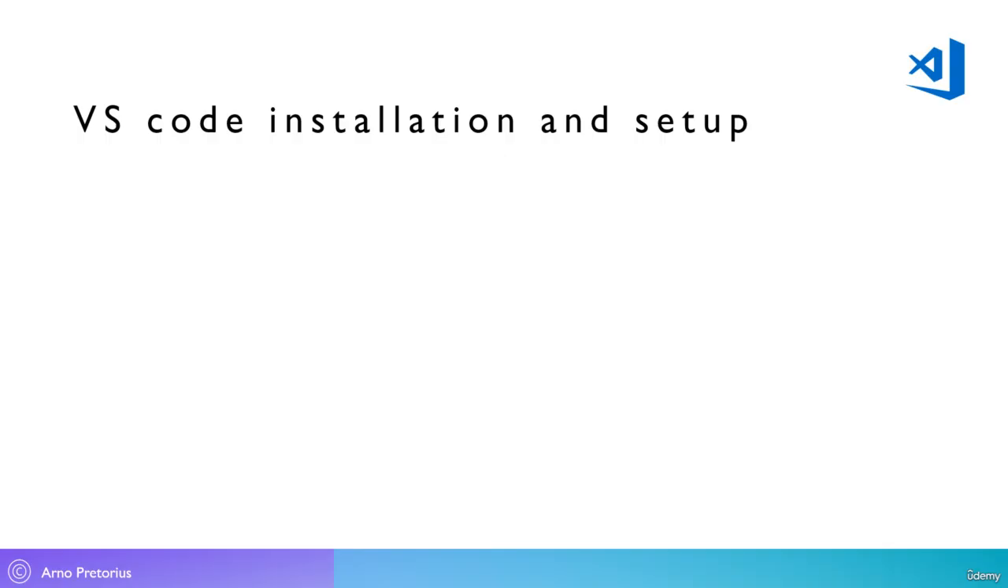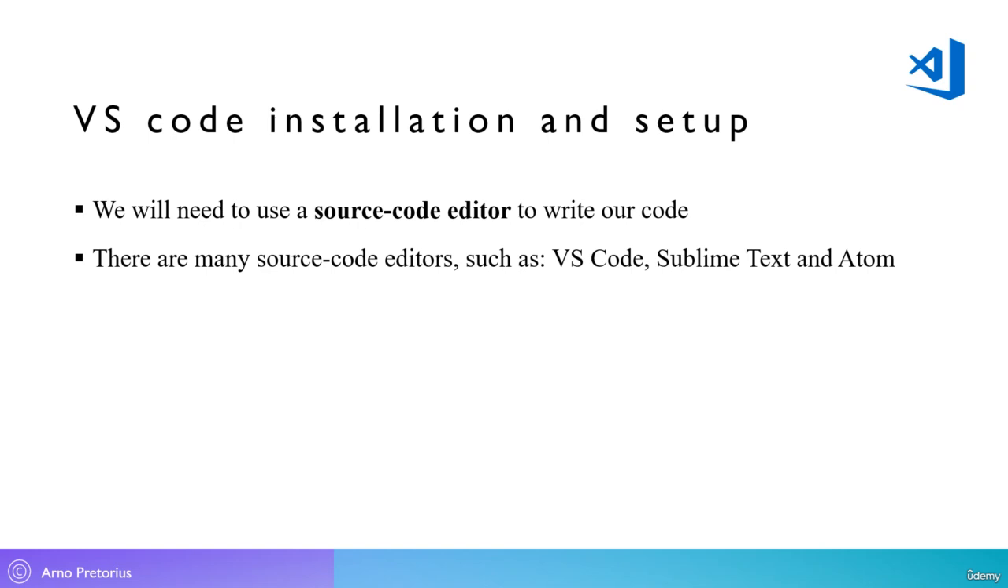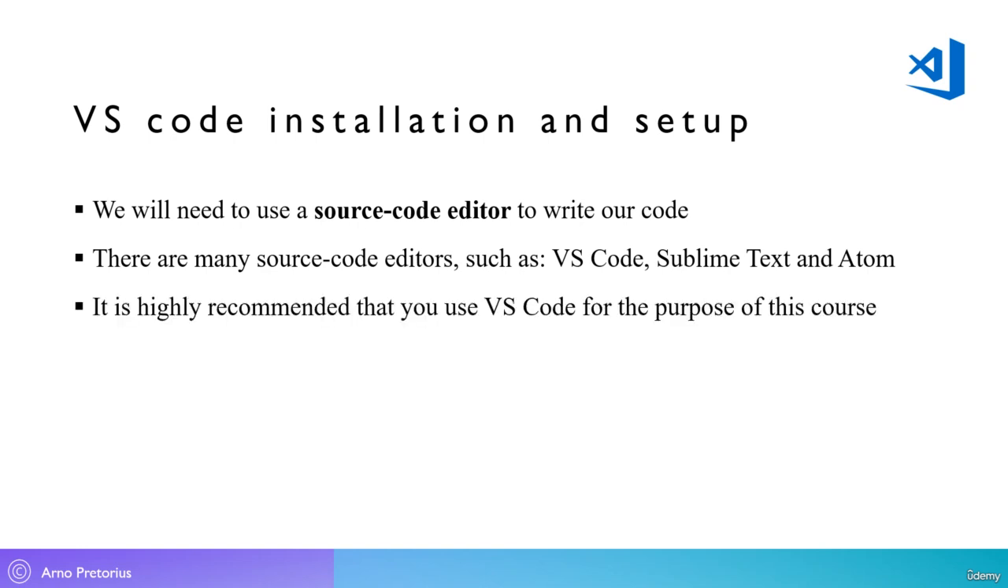Okay, so just a bit about Visual Studio Code and this installation. We will of course need to use a source code editor to write our code. And of course, as you're aware, there are many source code editors out there, such as VS Code, Sublime Text, and Atom, so you can go ahead and choose whichever you'd like, but I'd highly recommend that you use VS Code for the purpose of this course, so just bear that in mind.